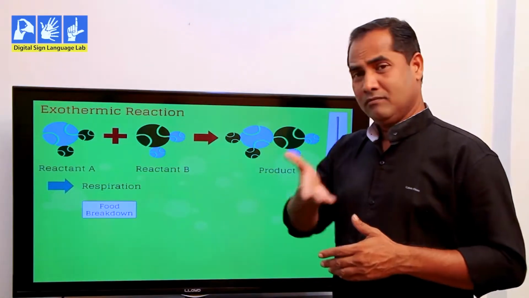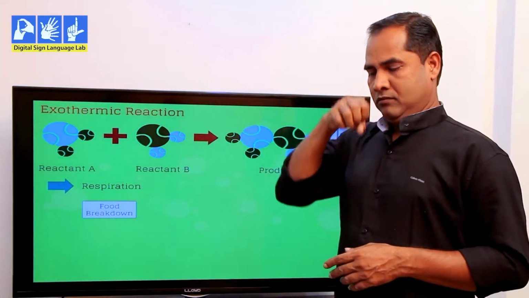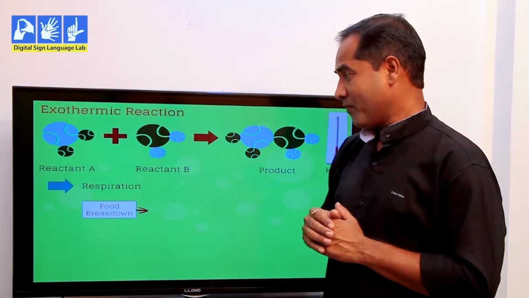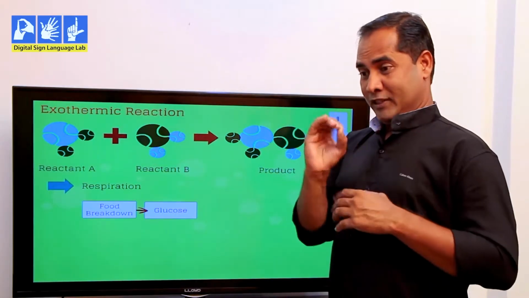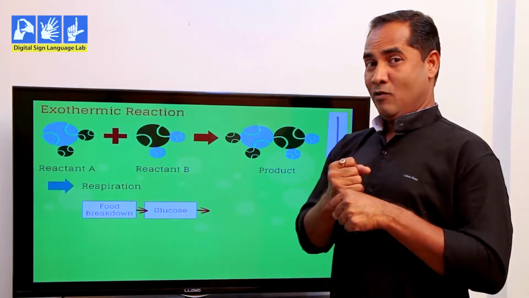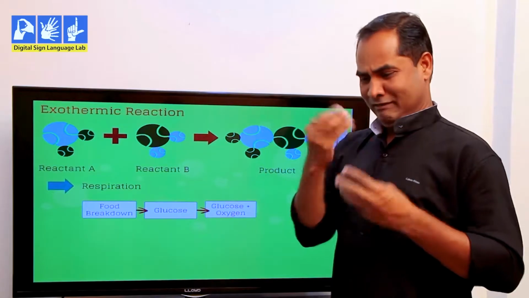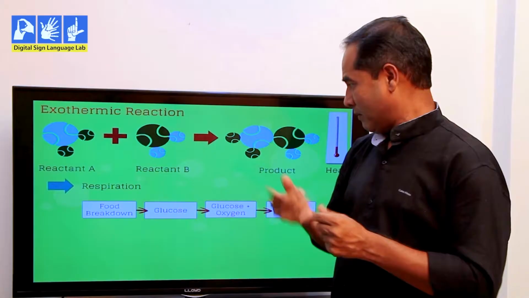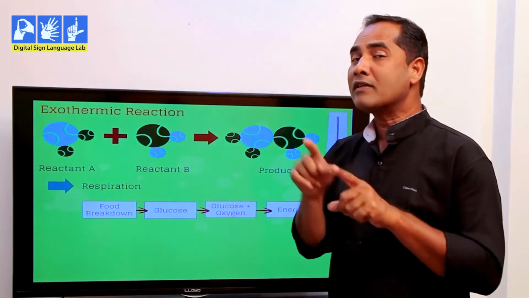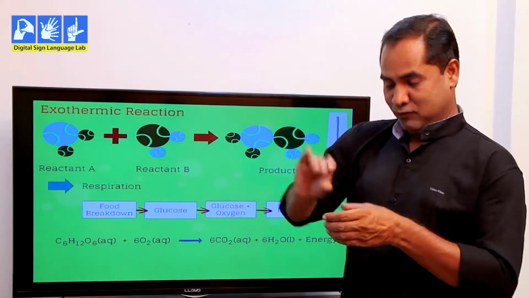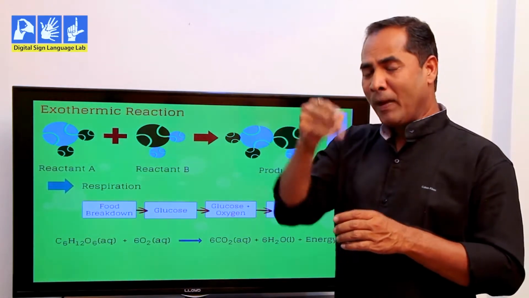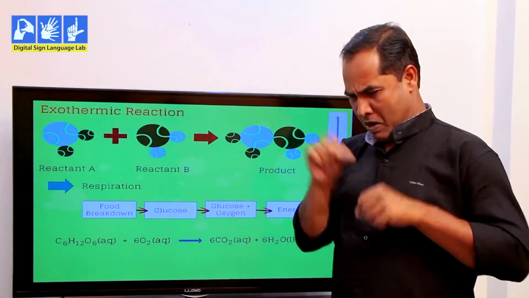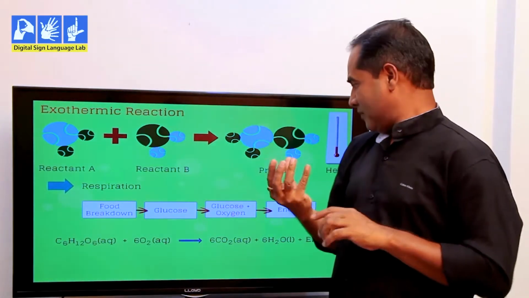Another example, the process of respiration or breathing. What happens in it? We take in oxygen, which helps our body to break down the food into small components. That small component is basically glucose. Same thing that you use while you're running to get energy? Yes, glucose. So glucose gives you energy to do work.